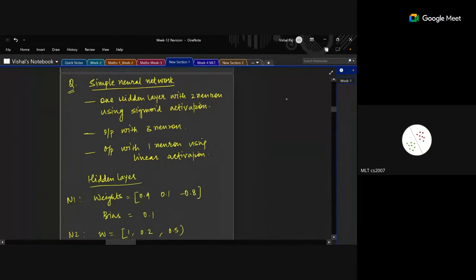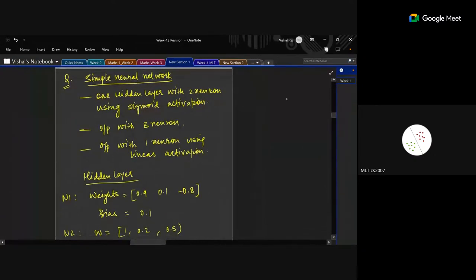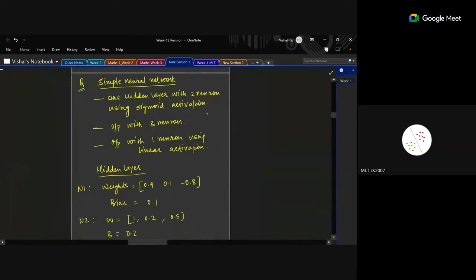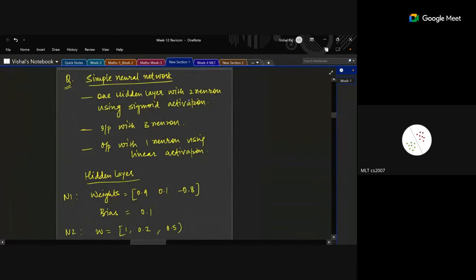Now this is a bit of a difficult problem that you should know. Just read all the statements, if you are able to see this screen. You have a simple neural network with one hidden layer. There's only one hidden layer with two neurons using sigmoid activation, which means each neuron has a sigmoid activation function. The input has three neurons, so the input has three values, maybe you can say three features.